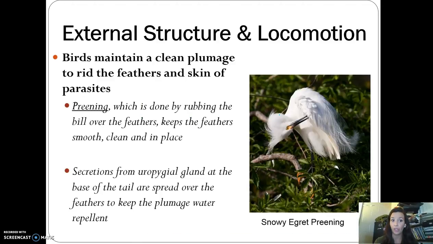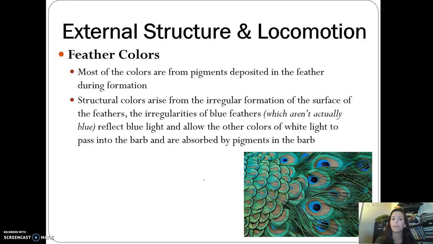To keep their feathers looking pretty, birds have to do a lot of maintenance. They do something called preening, which is when they rub their bill over their feathers. If you've watched birds for any amount of time, I'm sure you've seen this happen. This helps keep the feathers smooth, clean, and in the right place. Sometimes the feathers get twisted or rotated out of place, and birds will clean them and rearrange them with their beaks. There are also secretions from something called a uropygial gland, which is at the base of their tail. It's like an oil, and they put their beak by their tail and then clean all their feathers with it to keep their feathers water repellent.